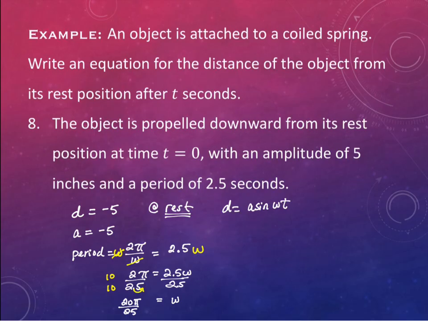What would I need to reduce it by then? Yeah, if I divide by 5, I would actually get 4 on top, 5 on bottom. It's 4 pi over 5. So my omega is 4 pi over 5.